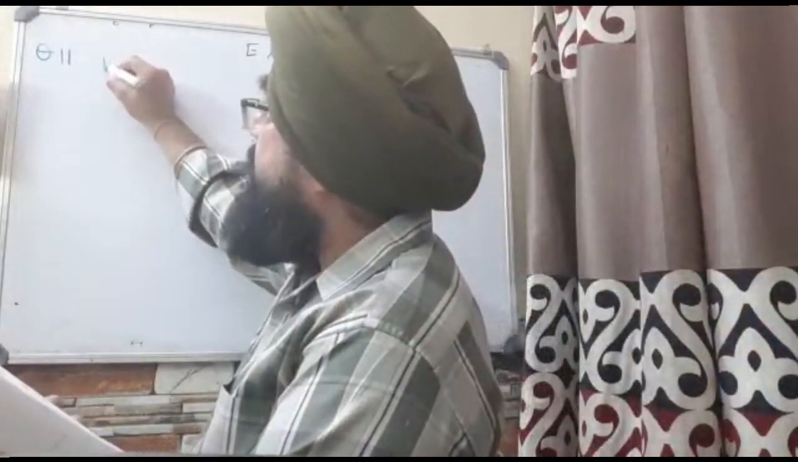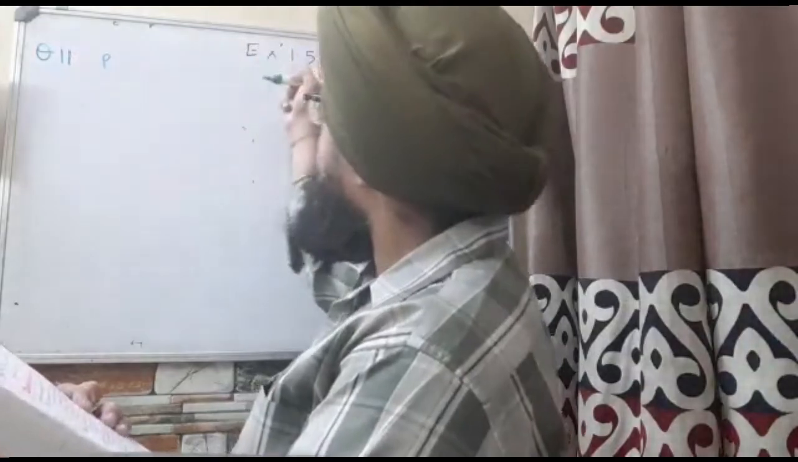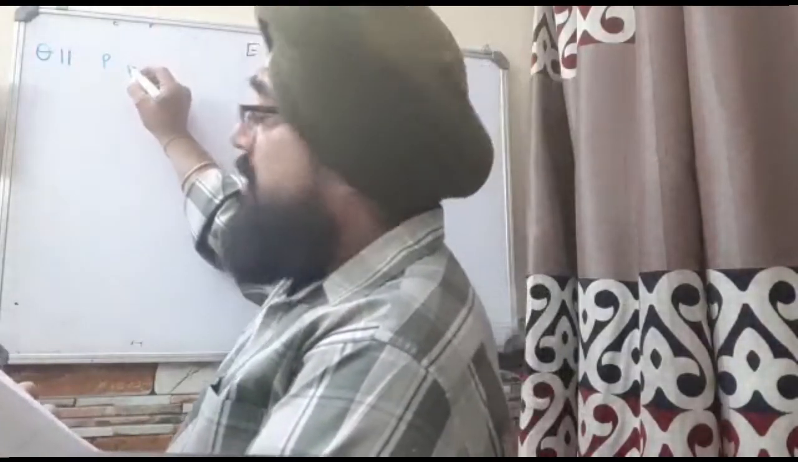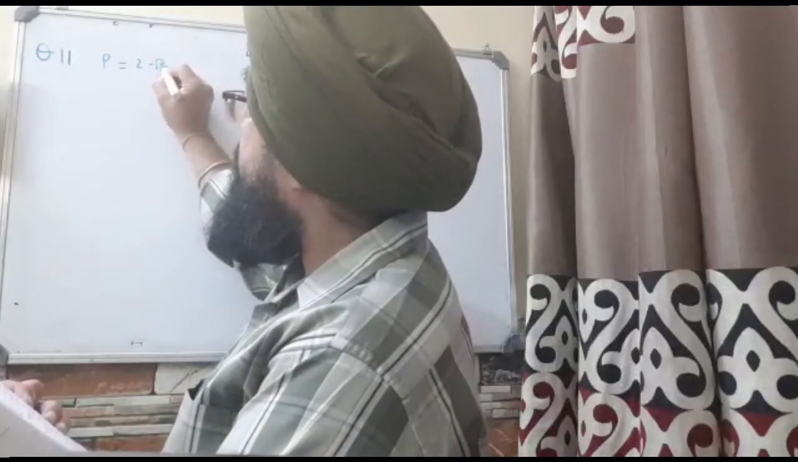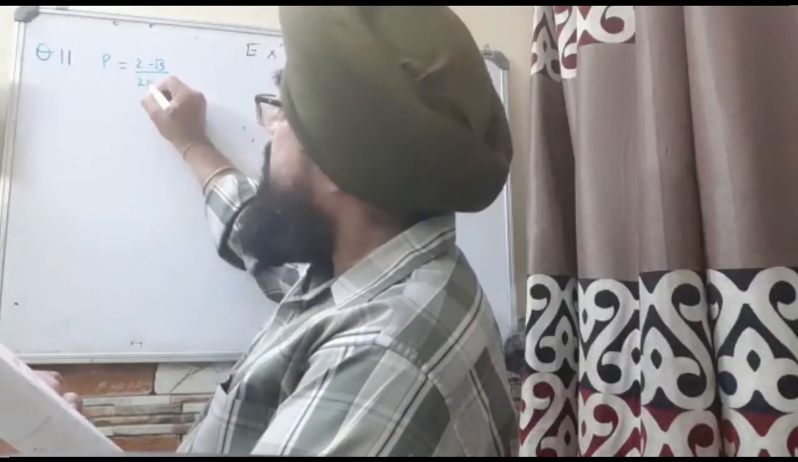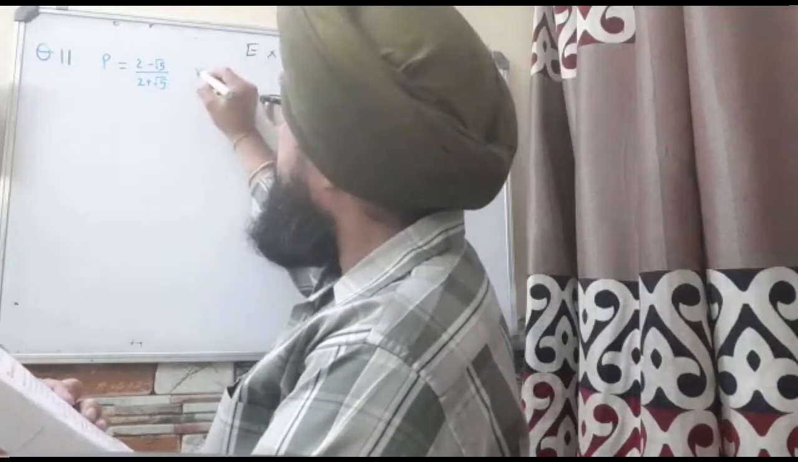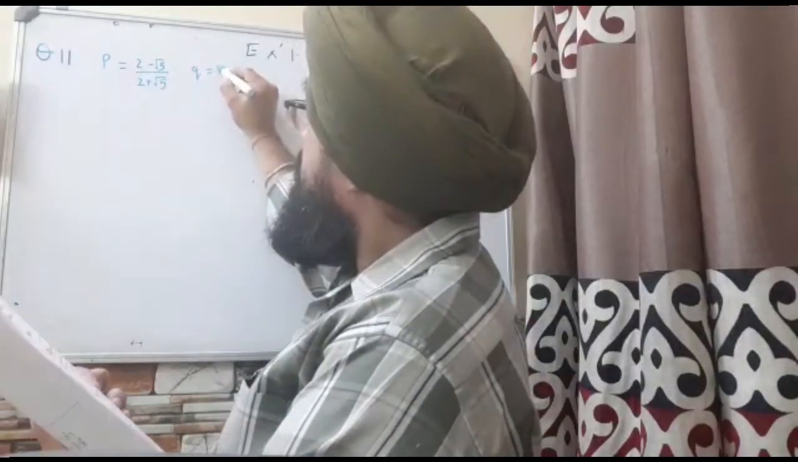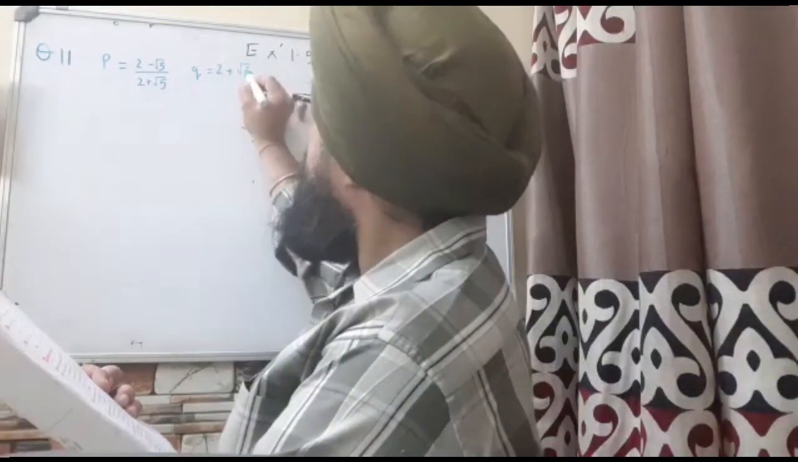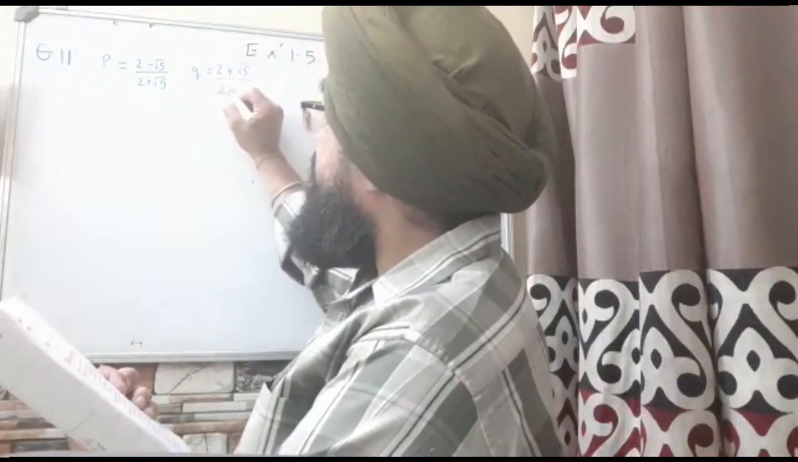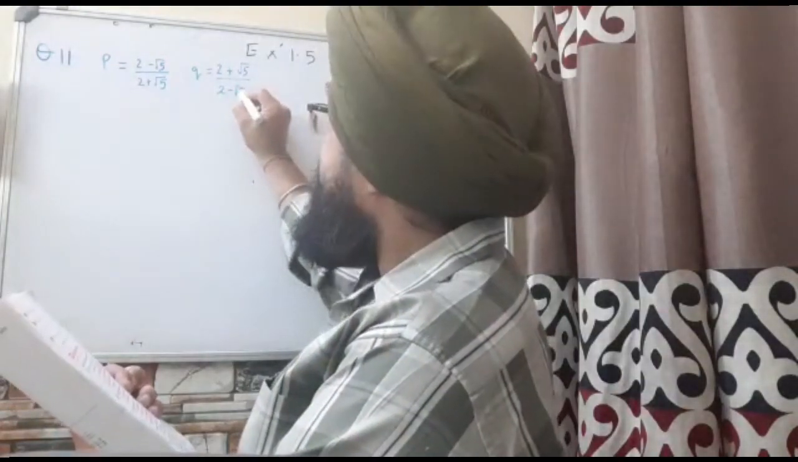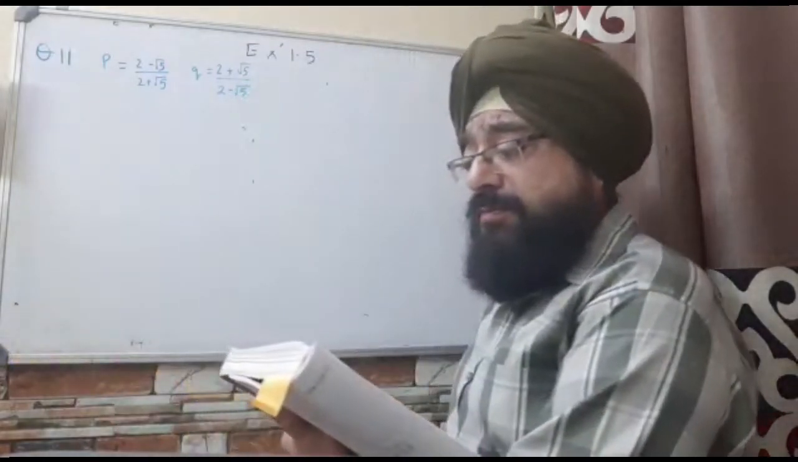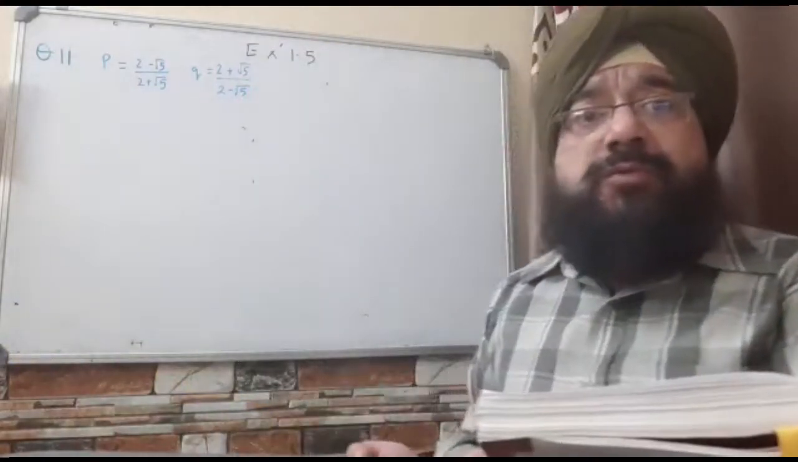Gem of a question, I must tell you. Here it is given, question number 11 from exercise 1.5, M.L. Agarwal, that P is equal to (2 minus root 5) over (2 plus root 5), and Q is equal to (2 plus root 5) over (2 minus root 5). We need to find the value of P plus Q.